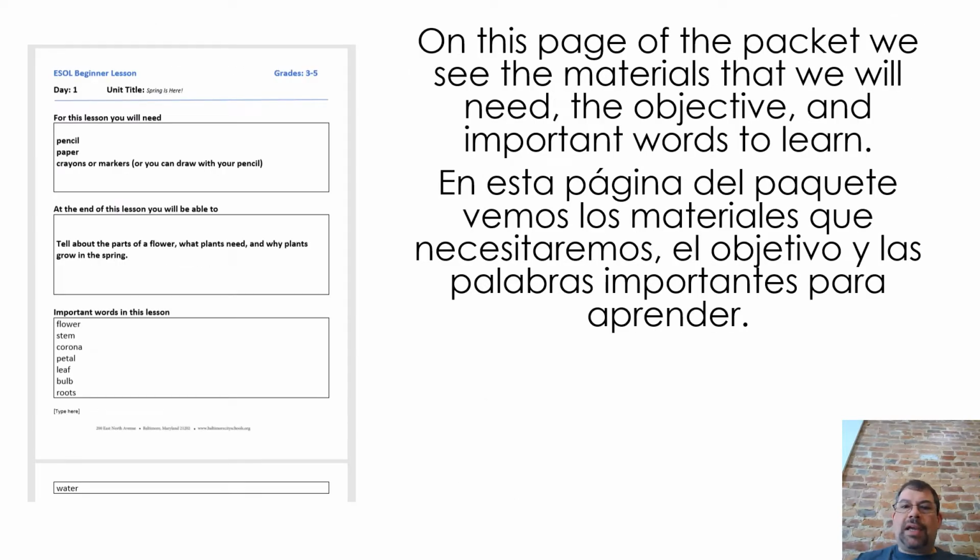On this page of the packet, we see the materials that we will need, the objective, and important words to learn. Our objective is going to be to tell about the parts of a flower, what plants need, and why plants grow in the spring. Hopefully you will have pencil, paper, crayons, and markers. Important words in this lesson are flower, stem, corona, petal, leaf, bulb, and roots.